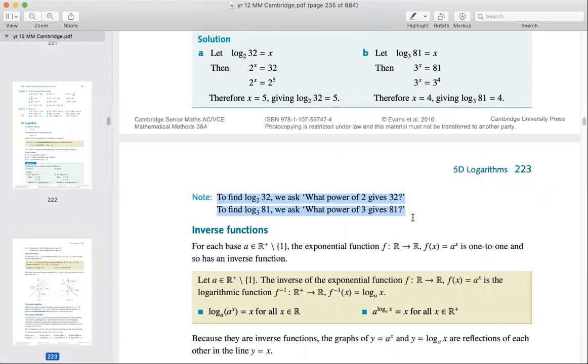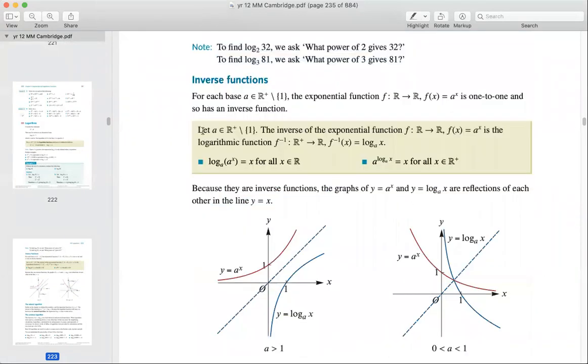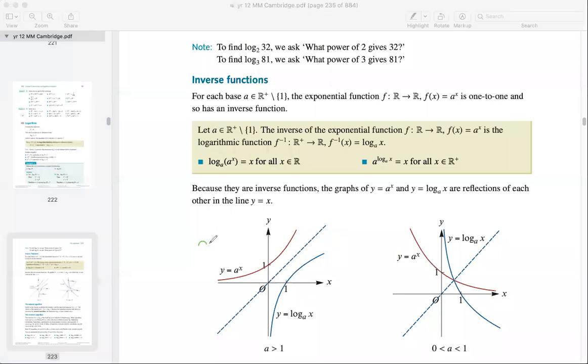Another really interesting fact is that they are inverse functions of each other. By inverse function, I mean if my base is greater than 1, my logarithm graph looks like this. And if my base is greater than 0 but less than 1, it's going to look like this. So their graphs are symmetrical about y equals x, and the domain and range are swapped with each other.